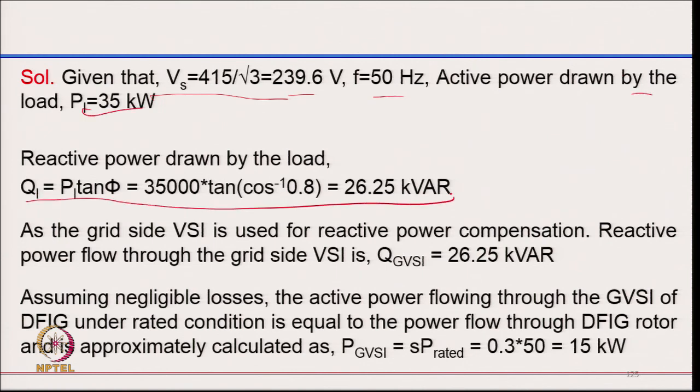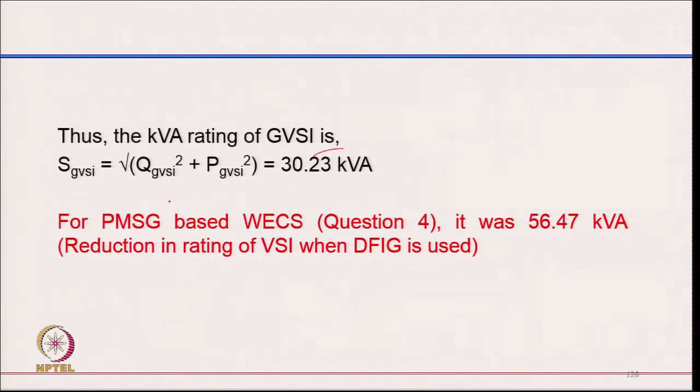So, we can calculate the load reactive power as P1 tan phi, the typically active power 35 kilowatt into tan inverse cos phi. So, it comes to 26.25 kVA, and the grid side VSI is used for reactive power compensation. So, the reactive power of the grid side converter is the same as the load reactive power, and neglecting losses, the active power flow through the grid side converter of the DFIG is equal to the rated slip power. So, it is 0.350 into 15 kilowatt, and the kVA rating of the grid side converter will be the square root of reactive power square plus active power square, that comes to 30.23 kVA. So, for PMSG based WECS it was 56.47 kVA; here the converter rating is reduced to only 30.23 kVA in DFIG.